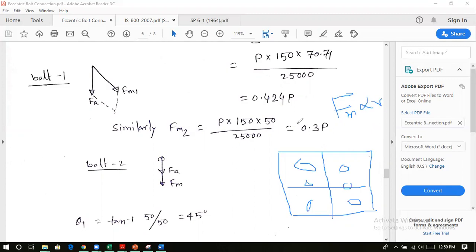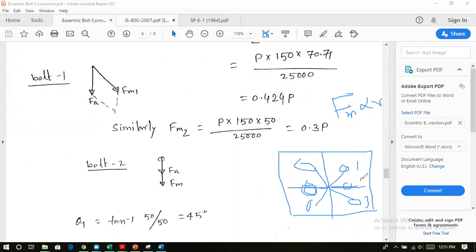And as we have seen just earlier, the radial distance of this bolt, this bolt, and this bolt are the same. So the force due to moment on these 4 bolts will be the same. And since the direct force is the same for all, these 4 bolts will have the same force on them, and this bolt and this bolt will have the same force on them.